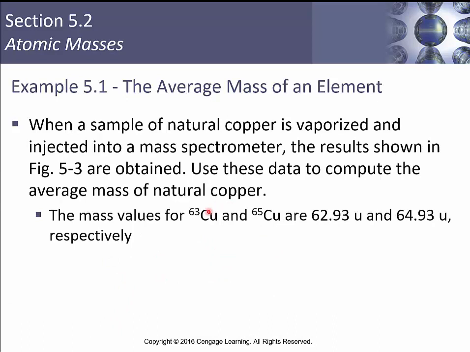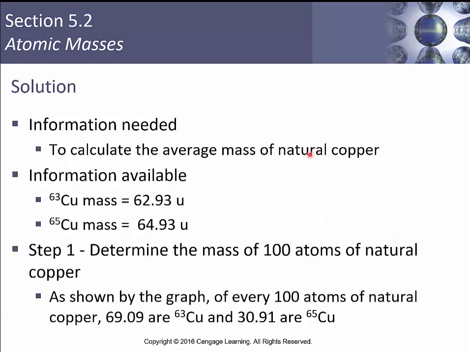So let's look at the average mass of an element. When a sample of natural copper is vaporized and injected into a mass spectrometer, the results that we'll see in the figure are shown. Use these data to compute the average mass for natural copper. So the mass values for copper-63 and copper-65 are 62.93 atomic mass units and 64.93 units, respectively. To calculate the average mass of natural copper, we need the mass of each of our isotopes, which we've got, and that's our information available.